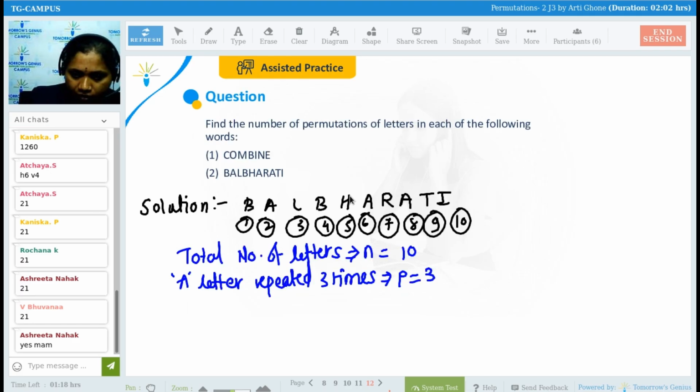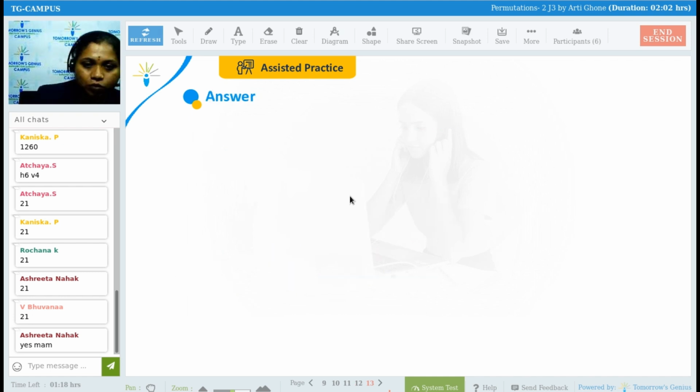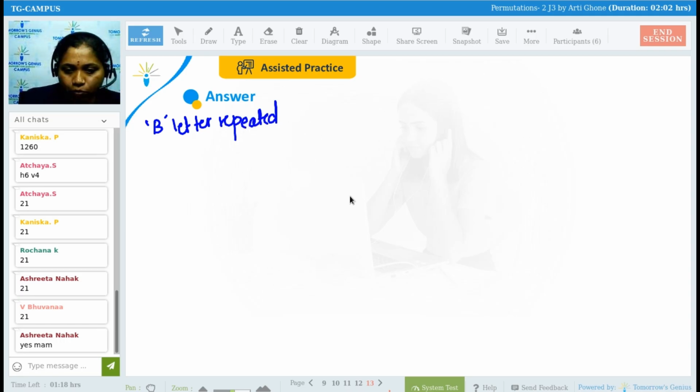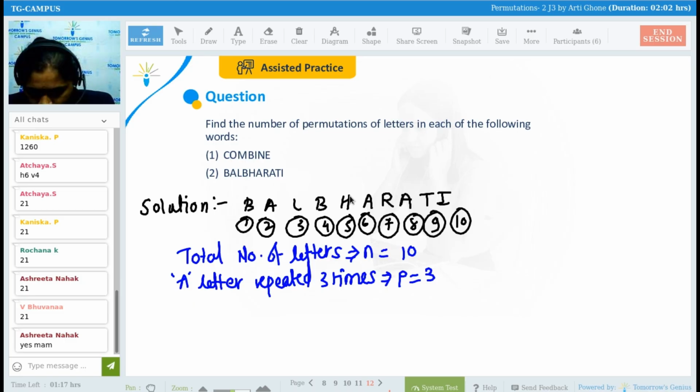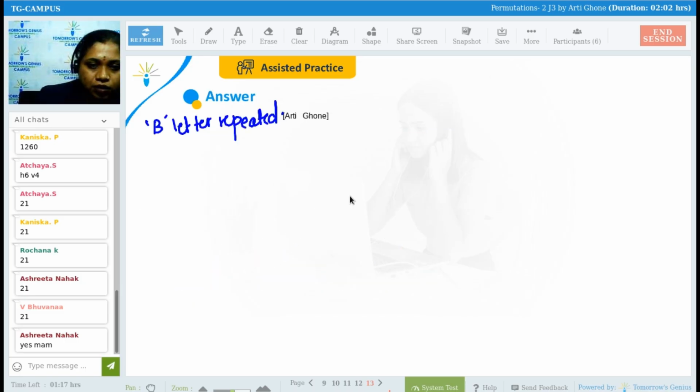A letter after A letter. Sorry, B is the first, no? Okay, sequence doesn't matter. I'm taking now. B letter repeated how many times? One, two. B letter repeated 2 times. So implies that Q is equal to 2.